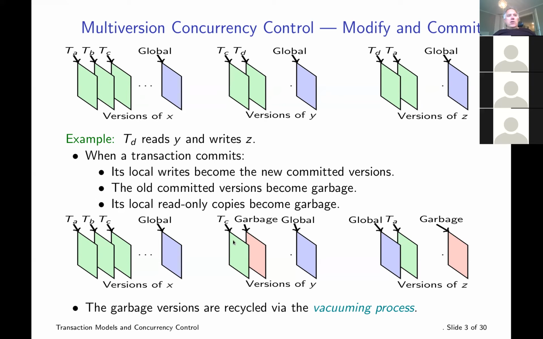And if we look right here, when transaction D commits, the little local copy it had of Y becomes garbage, because it doesn't need it anymore. These other ones just stay the same, on version X. This wasn't even touched. So this is kind of how it's done, with pointers to the latest version. Okay, good. Here we have a direct question.